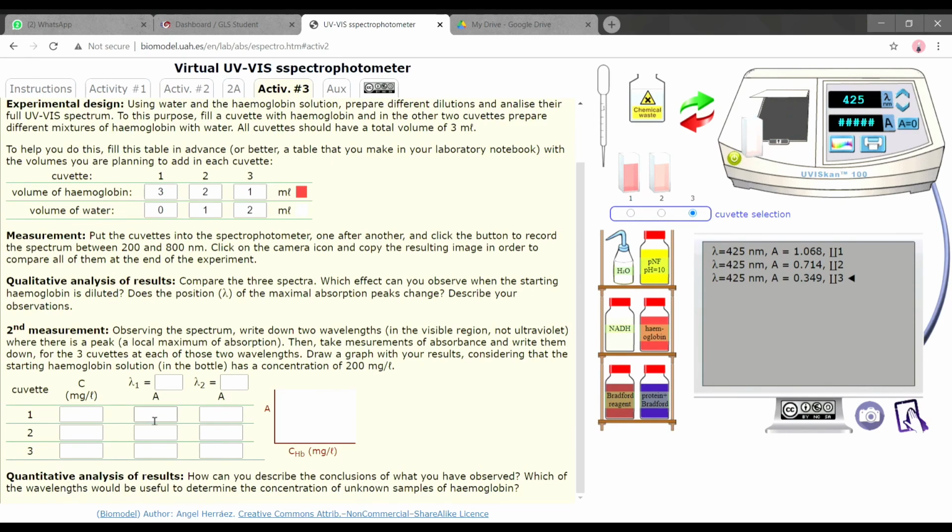So we get absorbance 1.068, 0.714, 0.349. So to get the concentration, we use the C0V0 equal to CdVd formula.